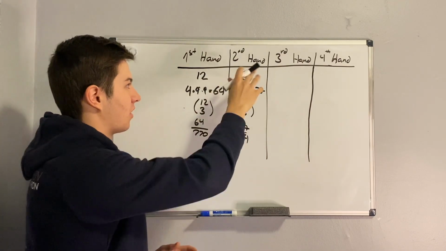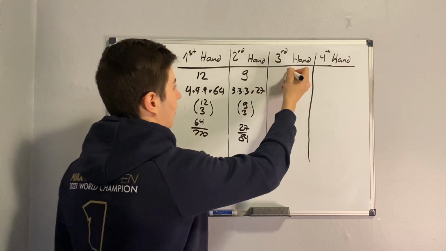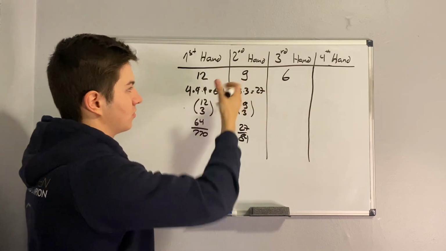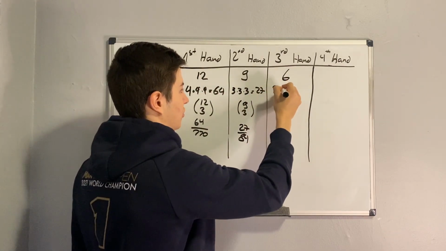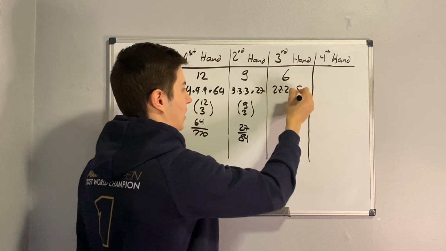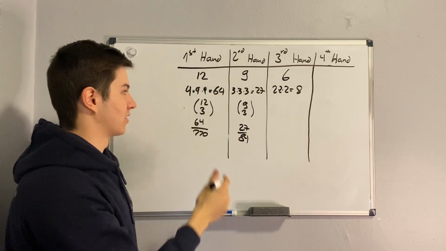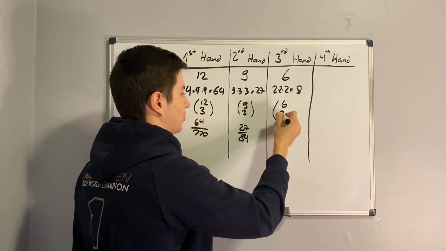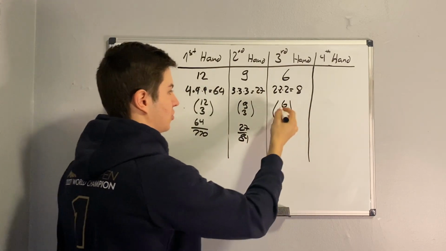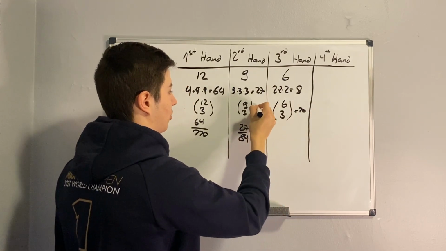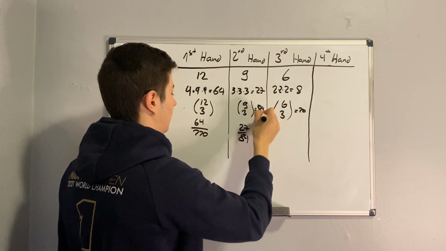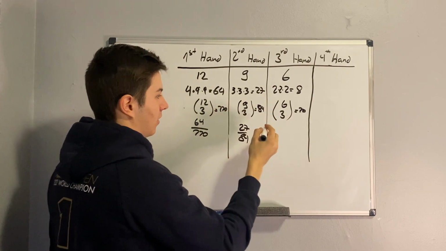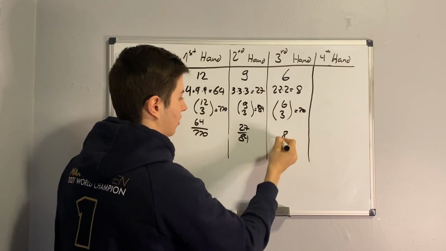Okay, but let's move on to the third hand now. For the third hand, we have 6 cards since we already chose 6 cards from the deck. Here we can replace this by 2 times 2 times 2, which is 8, since there are 2 kings, 2 queens, and 2 jacks left. The total number of ways is 6 choose 3, which, applying the same trick, is just 20. So the probability is 8 over 20.